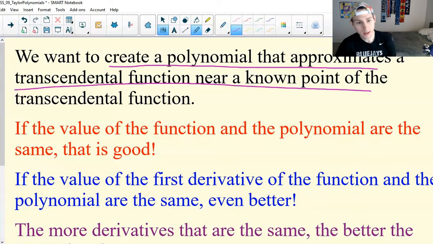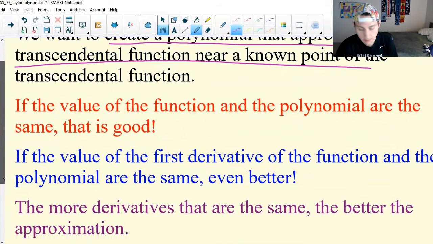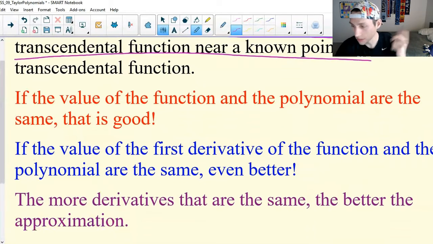All right, and here's a couple key notes that we'll see help us as we do some examples. If the value of the function and the polynomial are the same, that's good for us. If the value of the first derivative and the polynomial are the same, that's even better. And the more derivatives are the same, the better the approximation. So again, what does any of that mean? Well, we'll see it actually in the examples, and I'll point it out as we get to it. But we're using this to try to approximate the values of a function, right? That's our goal.